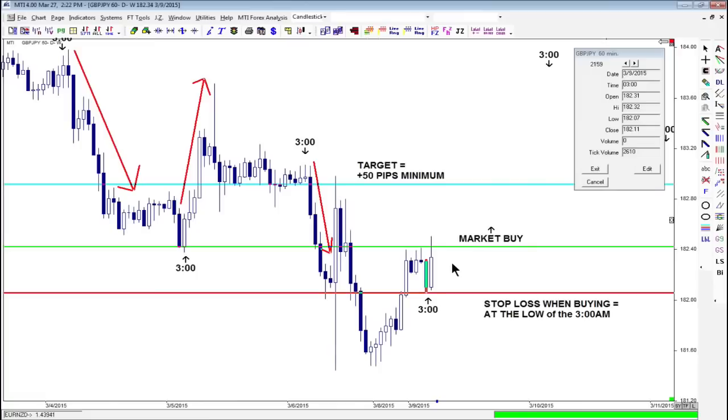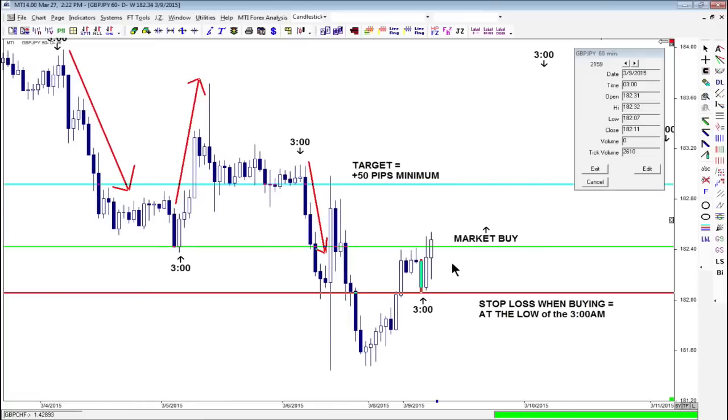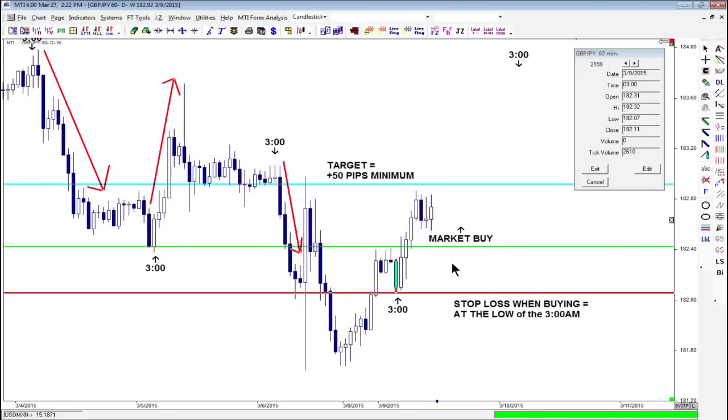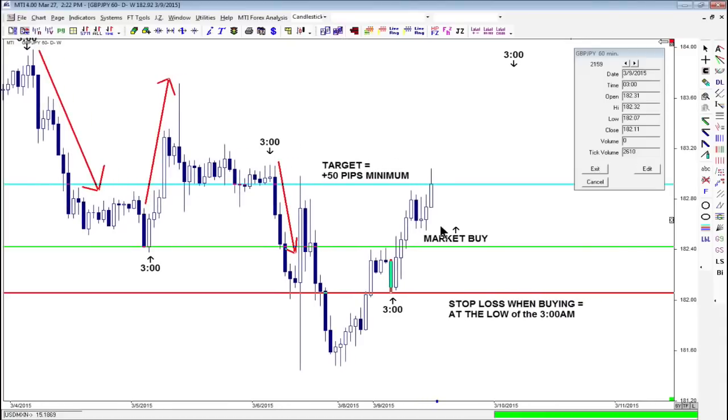So let's go ahead into the market now. Once again, each one of these candles is a 1 hour time frame. Let's see what happens here. 1, 2, 3, 4, 5, 6, 7. 7 hours later, we then hit our target.